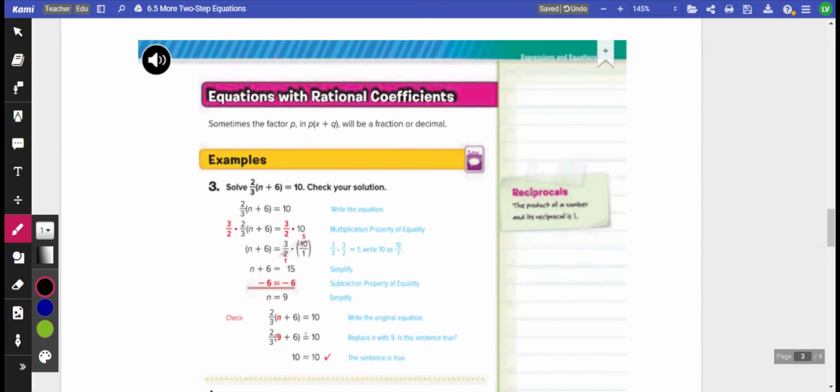Equations with rational coefficients. Sometimes the factor p in p times quantity x plus q will be a fraction or a decimal. So we're going to solve 2/3 times the quantity n plus 6 equals 10. 2/3 times the quantity n plus 6 equals 10.